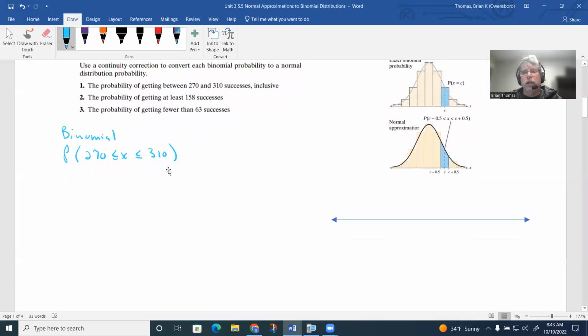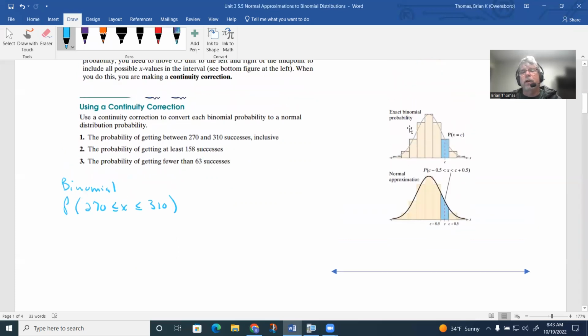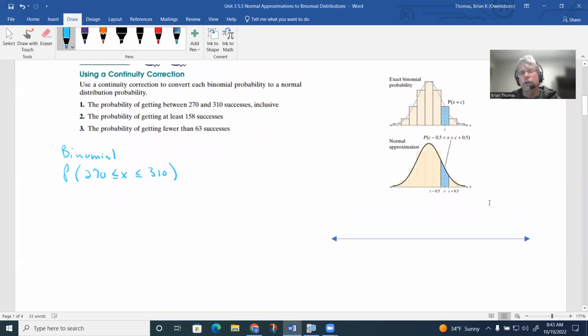Again, the binomial distribution would be like the histogram, the rectangles. Our goal is to create what we call the normal approximation, which is going to be the bell-shaped curve. This means we get to use those z-scores and things like that. But again, we have our shortcuts in our calculator, so we don't have to actually do all that either.